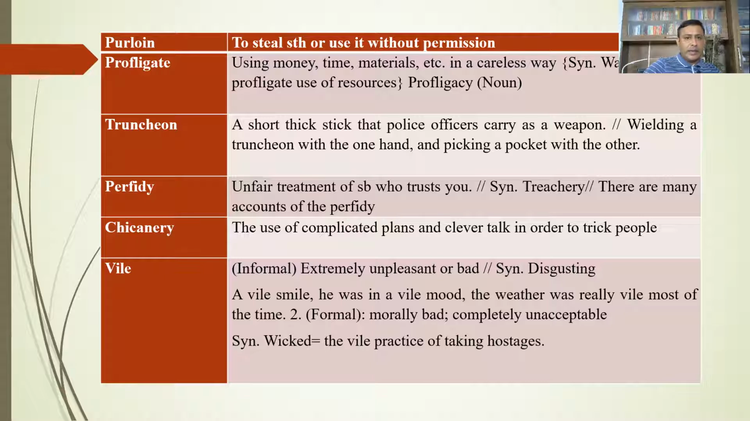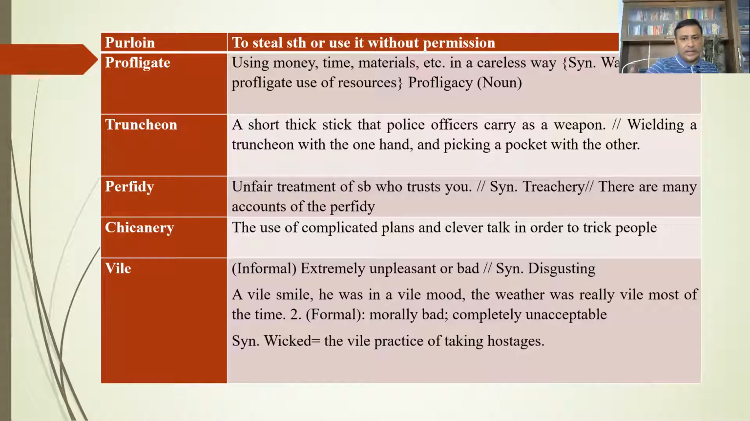Profligate, using money, time, materials, etc. in a careless way, that is wasteful. The profligate use of resources. Profligacy, that's a noun. And now the word truncheon, a short thick stick that police officers carry as a weapon.